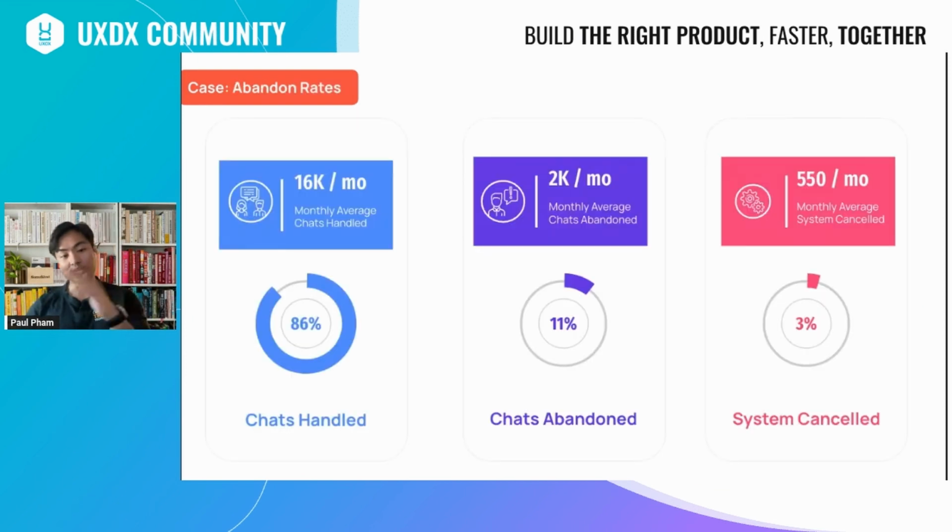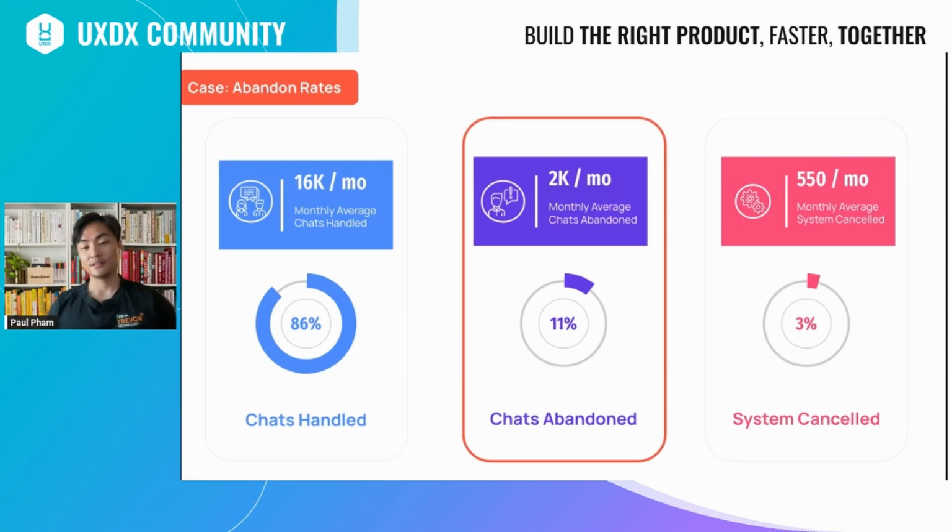And so going back to our metrics right here, what we're going to be focusing on is our second metric, which is the 2,000 per month, where about 11% of chats were abandoned. We want to understand why people were leaving our services. Was it because we were providing terrible services, or was it something else that people didn't like? And so we need to dive a little deeper into this data.